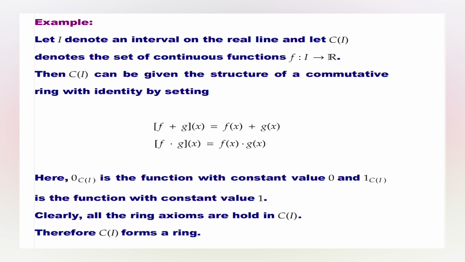Here, 0 of C(I) is a function with constant value 0 and 1 of C(I) is a function with constant value 1. Clearly, all the ring axioms hold in C(I). Therefore, C(I) forms a ring.